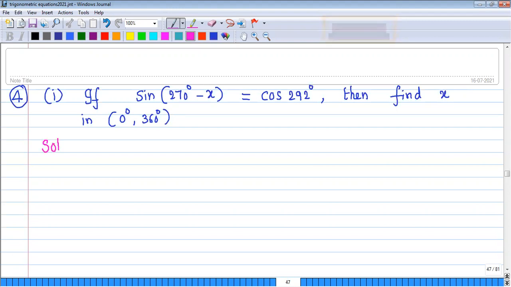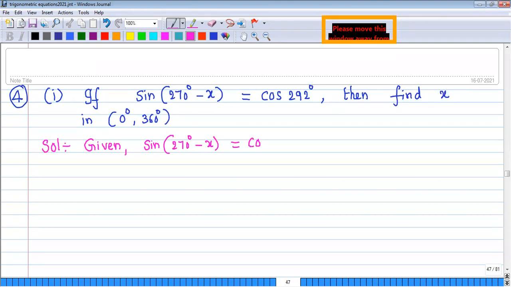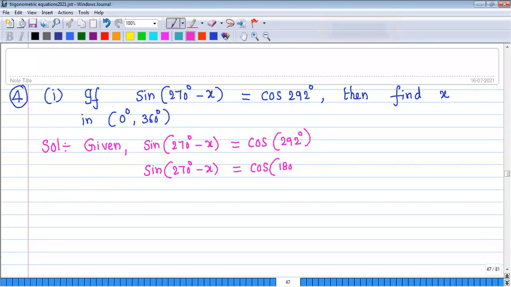Solution: given sine of 270 degrees minus x equals cos 292 degrees. So sine of 270 degrees minus x; this cos 292 we can write as cos of 180 degrees plus how much? 180 plus 112. 180 plus 112 is 292.